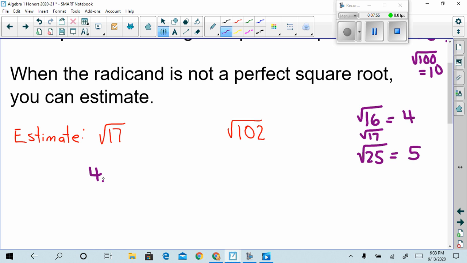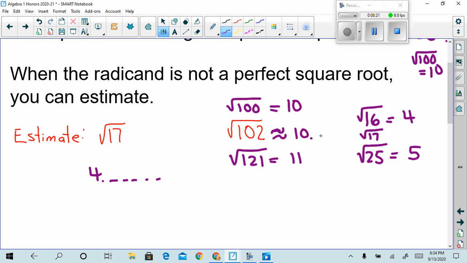Okay, so let's just take a look at this one. This would just be a decimal going into infinity. The square root of 102 falls somewhere between the square root of 100 and the square root of 121. Well, this is equal to 10. This is equal to 11. This will be approximately equal to 10 point something. It's greater than the square root of 100, less than the square root of 121. Okay, falls in between.